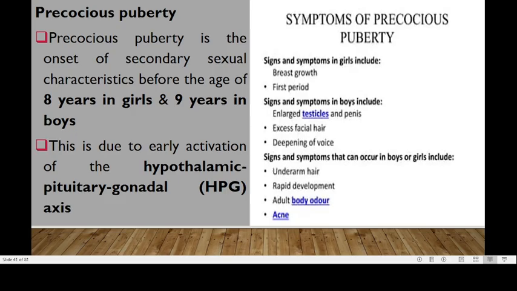The other condition is precocious puberty. Precocious puberty is the onset of secondary sexual characteristics before the age of 8 years in girls or 9 years in boys. And this is due to early activation of the hypothalamic pituitary gonadal axis, referred to as the HPG axis.